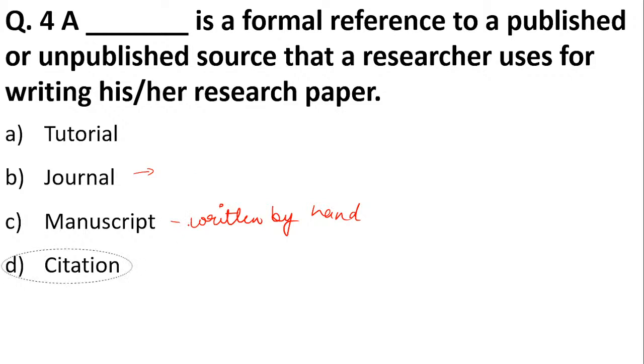While what is citation? A citation is a formal reference to any book or any published or unpublished source. For example, you are writing a research paper. While writing a research paper, you take somebody else's paper also into consideration, and at that time you have to cite his or her paper. So that is called citation. You have to give reference of the paper that you have used while writing your own paper. So here question number 4, right answer is option D, citation.